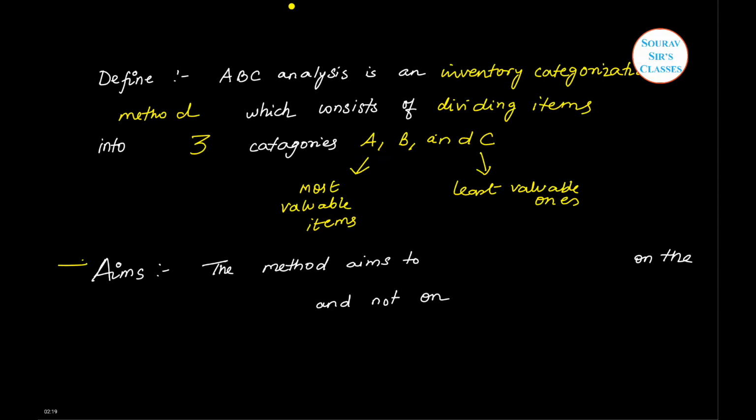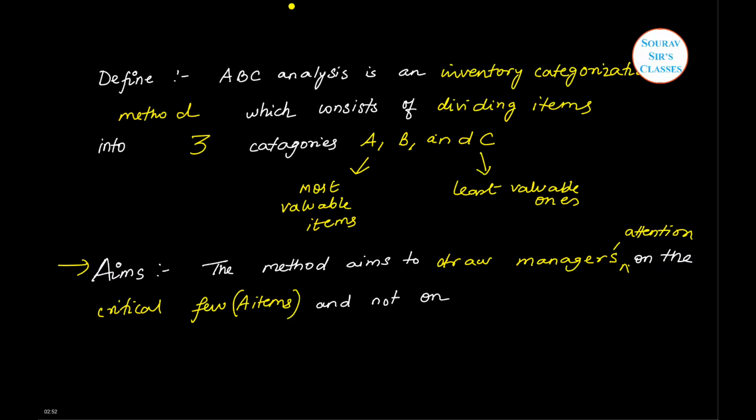Okay? Now, what is the aim of such a stupid analysis? No, it's not at all stupid. The aim is to draw managers' attention on the critical few, and by critical few I refer to A items, and not on the trivial many, by which I mean the C items. Okay?